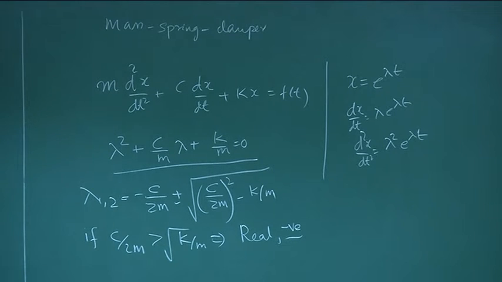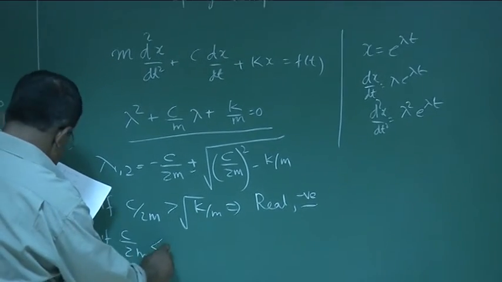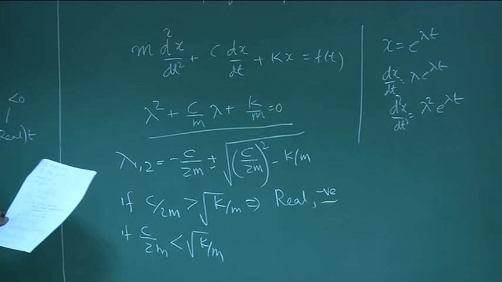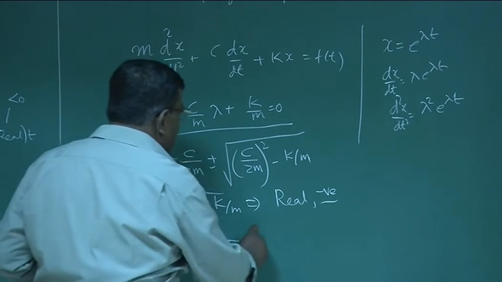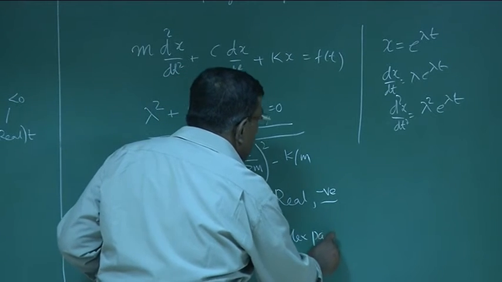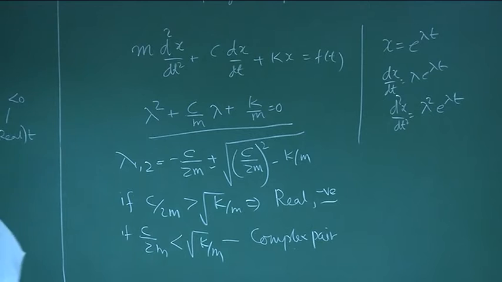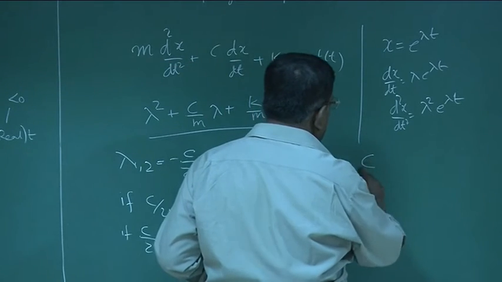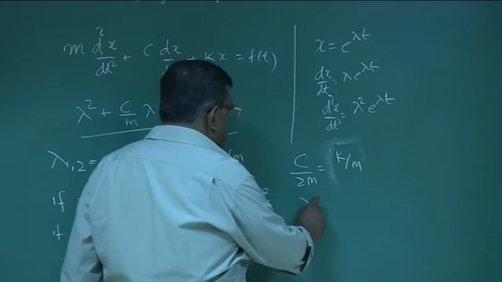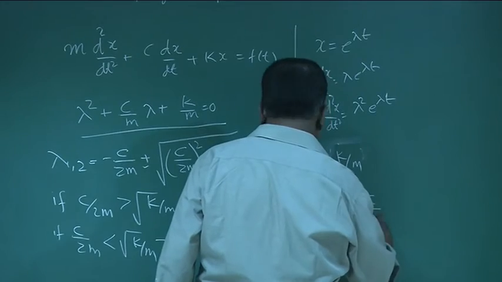And if c by 2m is less than under root k by m, then what happens? Then you get a complex conjugate pair. And of course, the natural question that comes to our mind is, what happens if c by 2m is equal to under root k by m? Then lambda 1 and 2 are both minus c by 2m.